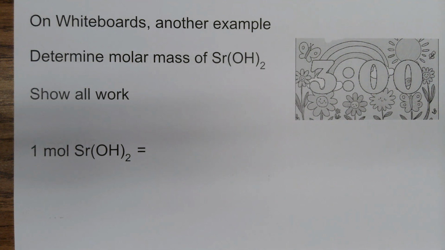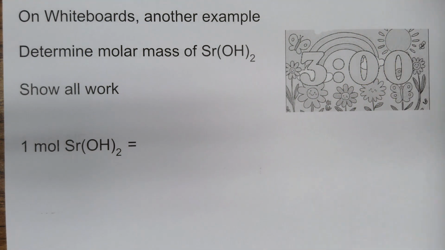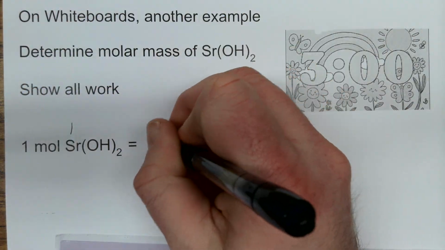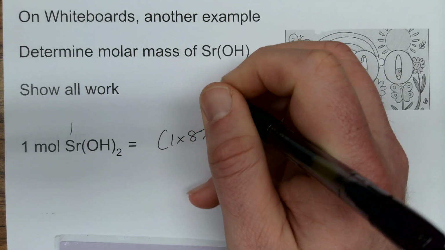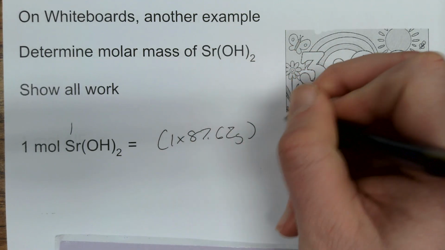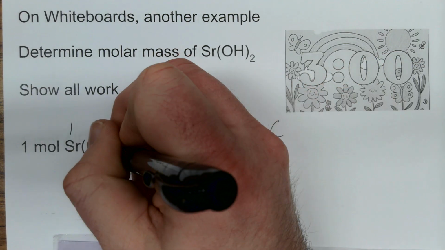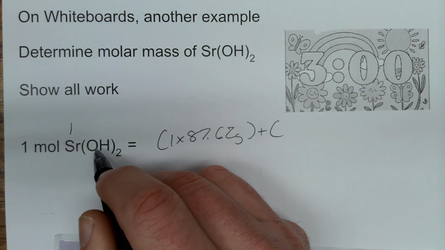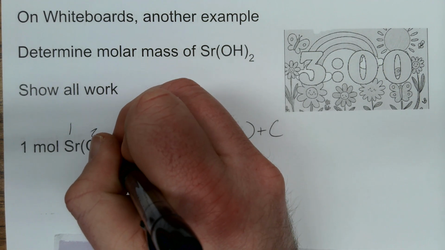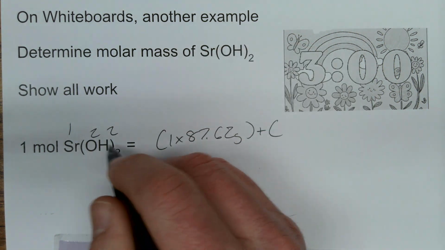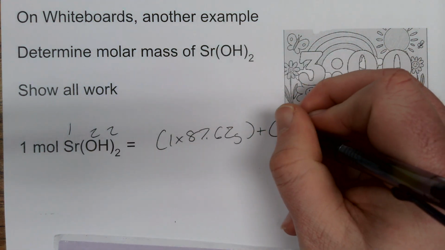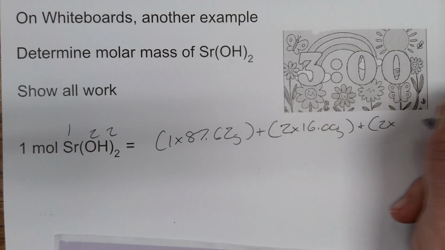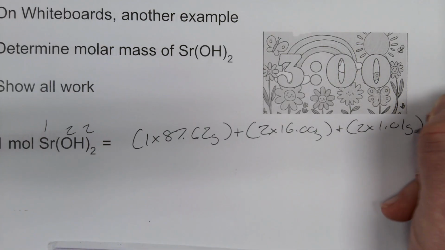All right, so pull out my handy dandy periodic table, look for strontium. Bam, I find that 87.62. I only have one of those. So, 1 times 87.62 grams plus, I have 2 oxygens because of my parentheses out here. 2 times 1 is 2. So I have 2 oxygens, 2 hydrogens. I have to account for that. 2 times oxygen was 16 plus 2 times 1.01 grams for my hydrogen.